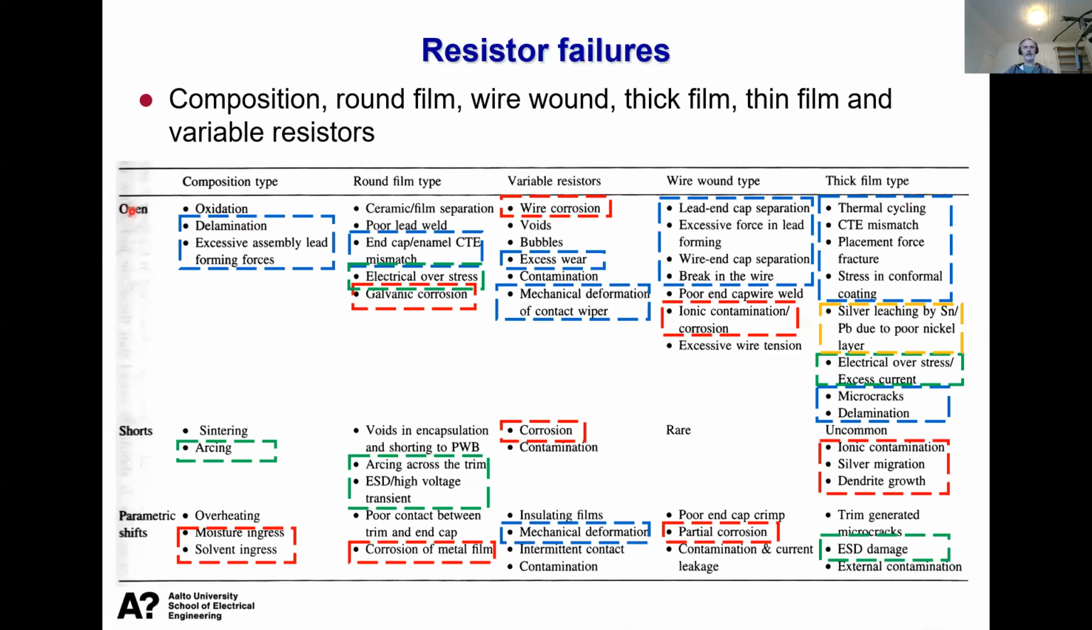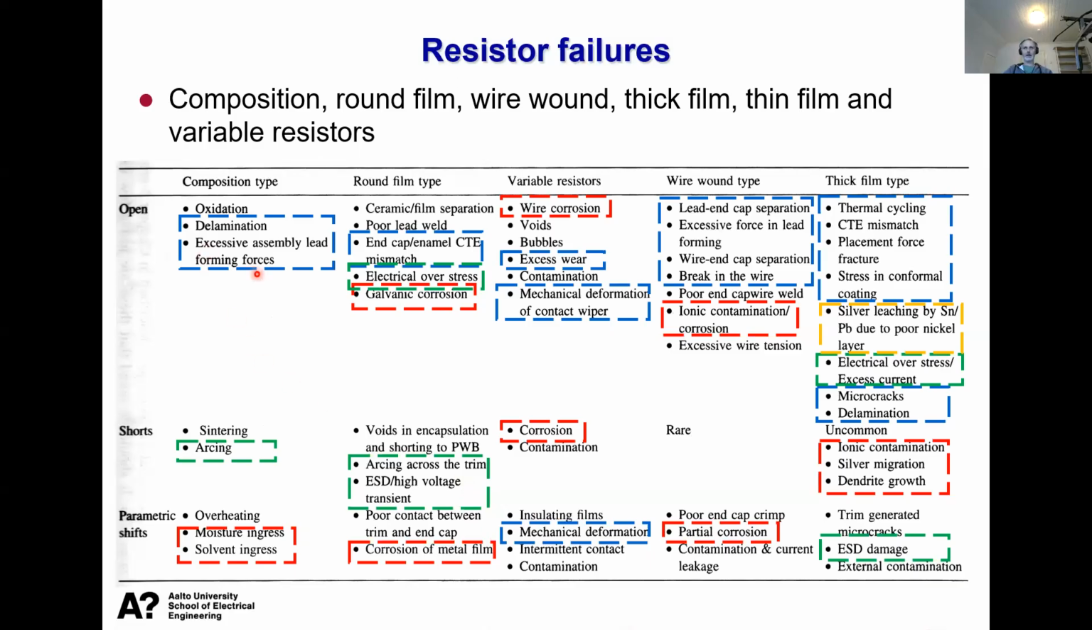And here, in the rows, there are these typical failure modes: opens, shorts, and parametric shifts. And then I have tried to highlight the mechanism behind these different types of failure modes with different colors. So if there is a red dashed rectangle on that type, then it's something related to moisture and possibly some impurities. So one could say that that's an electrochemical failure.